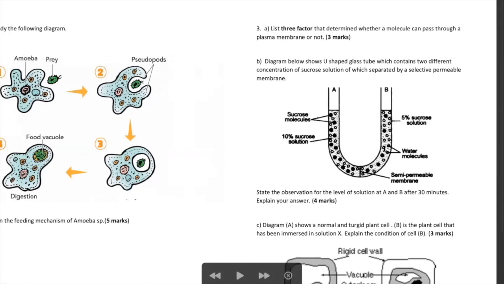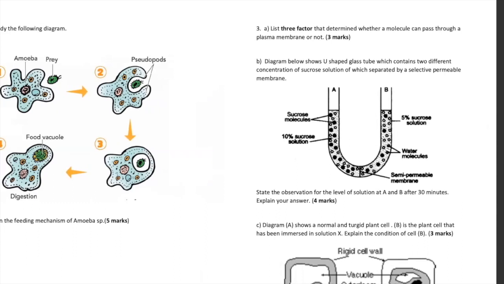Okay, seterusnya, list 3 factors that determine whether a molecule can pass through a membrane or not. Jawapan yang pertama adalah the size of molecule. Itu faktor yang pertama. Kalau dia besar tak boleh lah, kalau dia kecil boleh.